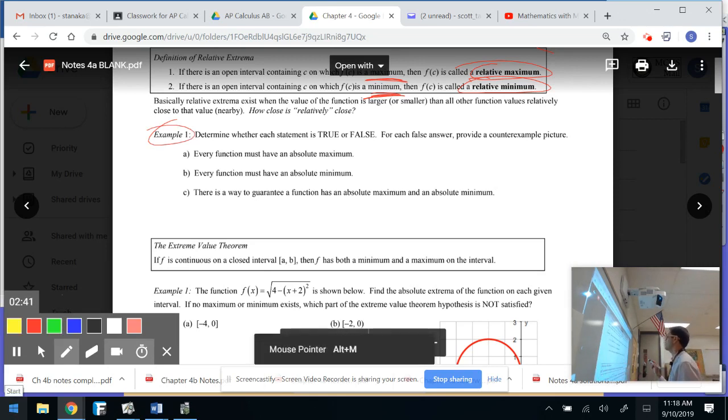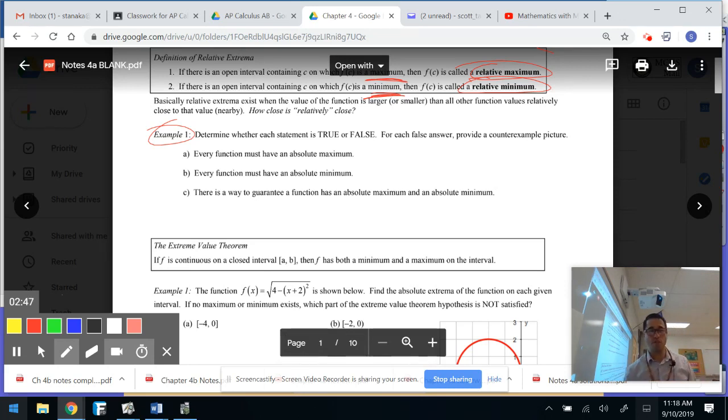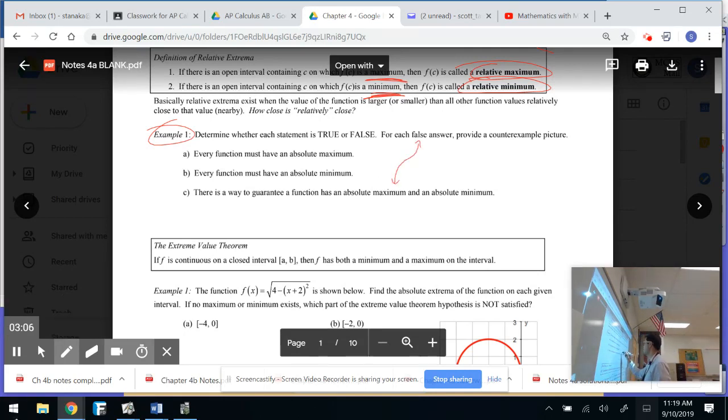Example 1, determine whether each statement is true or false. For each false answer, provide a counterexample. Whenever something's false, we want to give a counterexample. Hit pause, answer A, B, and C really quickly. A, every function must have an absolute max. B, every function must have an absolute min. No, no, because I could have a function that looks like that and goes on forever, and there would not be an absolute max or absolute min.